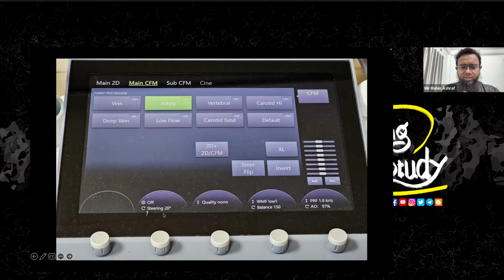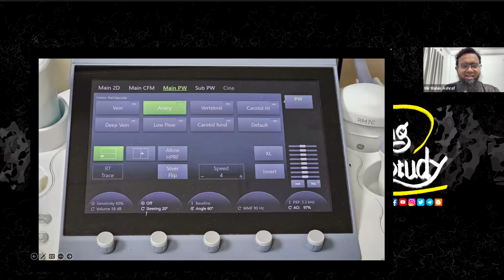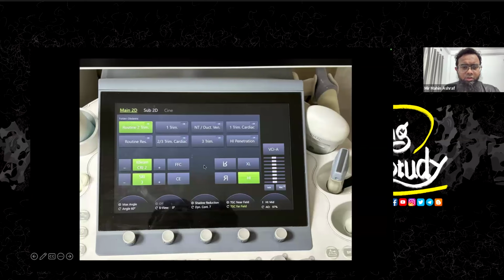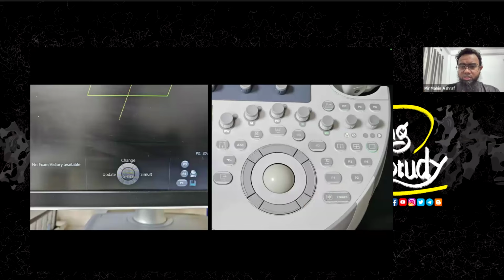So on the screen, you will see many buttons here. And you can change the Doppler settings from different options. You will get a different menu here. So you just need to explore all of these and see which one is needed for you.